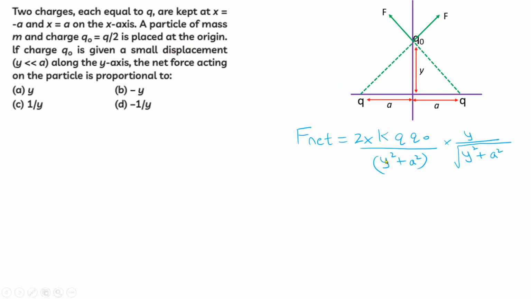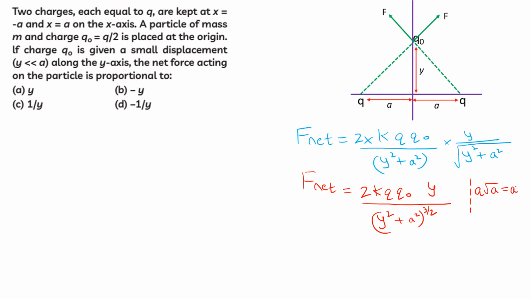So in the net force formula, first of all, let's simplify that. The net force will become 2k q naught multiplied by y divided by, now we have y square plus a square multiplied by square root of y square plus a square. So if we simplify that, we will get y square plus a square to the power of 3 by 2. Basically, all we are doing is using the fact that if you have a and a root a, a times root a will be a to the power 3 by 2. That's what we have done here.